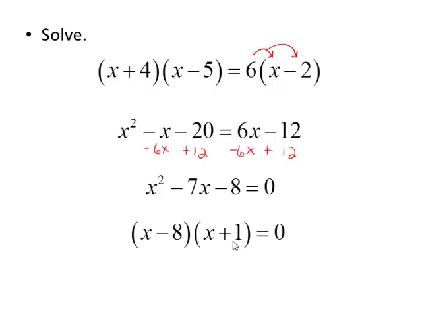And after I set each factor equal to 0, I get two potential solutions. X equals 8, x equals -1. I'm going to have to omit that second solution because -1 was in my list of restricted values. So my only solution to this equation is x equals 8.